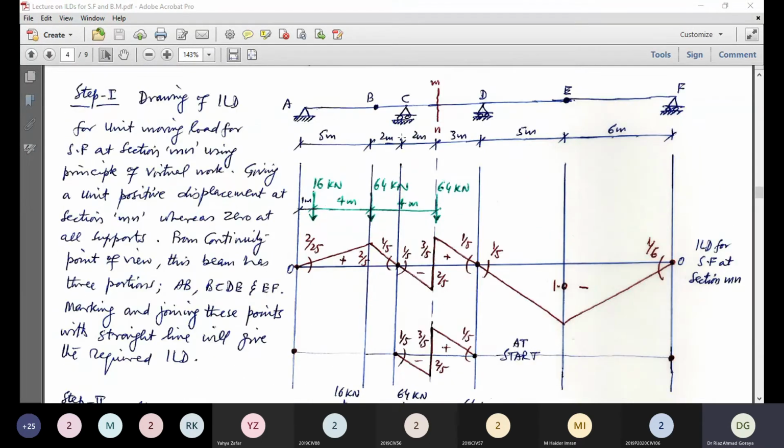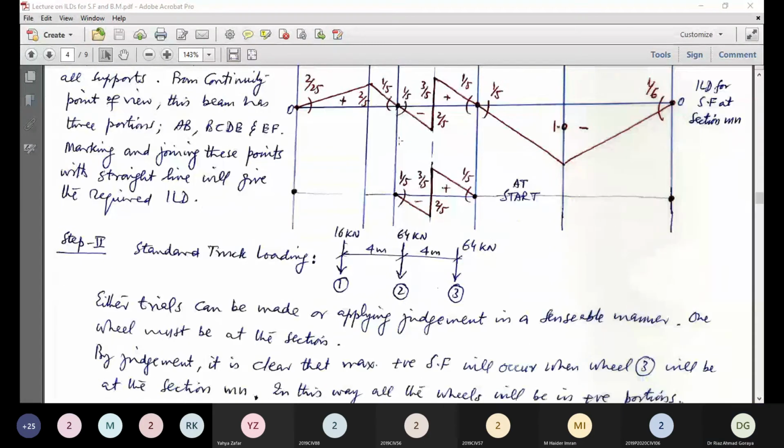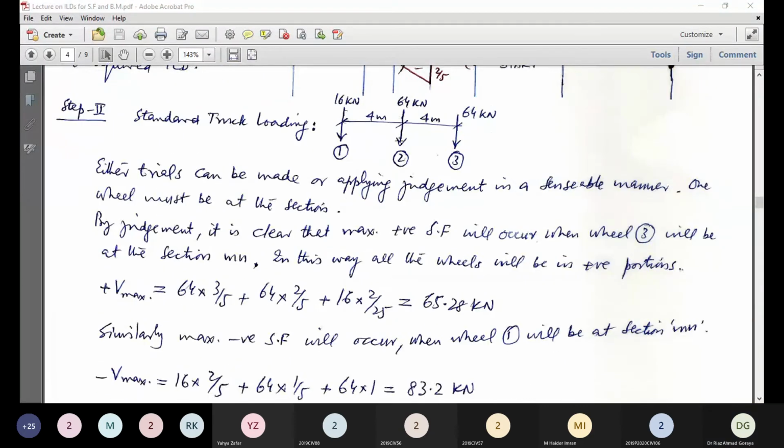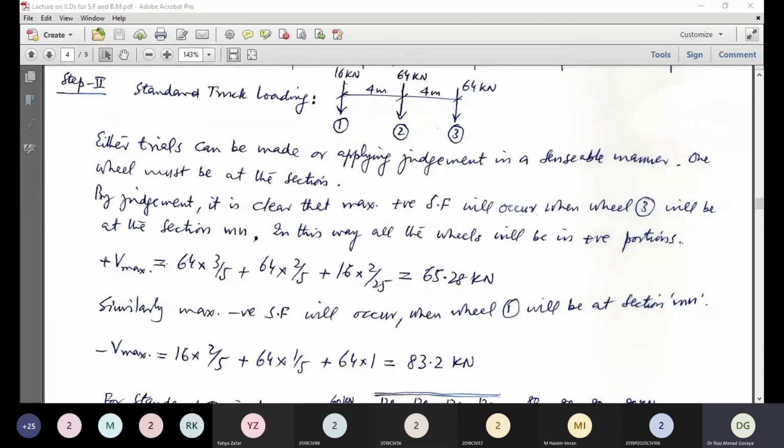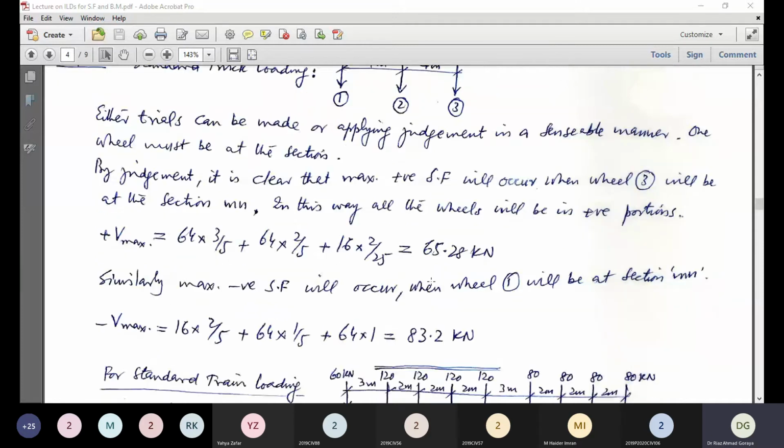However, अगर ये distances change हो जाएं, तो the situation will be different. Actually, you will make the practice by changing these horizontal distances. As much as you will do the practice, you will have the grip on these topics. So the maximum positive shear force will be 64 into 3 by 5 plus 64 into 2 by 5 plus 16 into 2 by 25. The answer is 65.28.